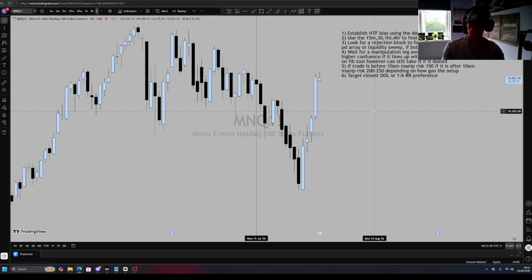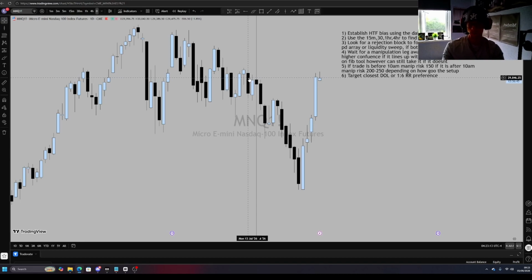So for example, if we're bullish, we come down, tap into a 4 hour PD array, form a 5-minute rejection block from it. That is exactly what I want to look for. Then I want to look for a manipulation leg away from the rejection block that formed from the PD array and or liquidity sweep. If it lines up with the golden zone with the Fibonacci tool, which I will show, then it's a better confluence trade.